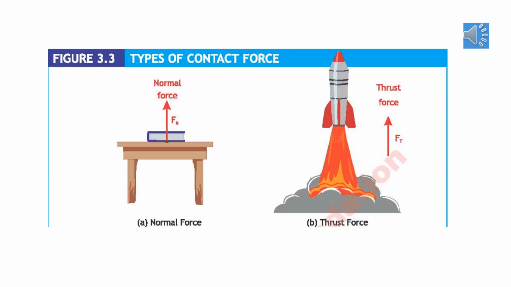So you can see here there is a normal force in figure A, which is in upward direction perpendicular to the contacting surface of the table, and it is denoted by F and a little subscript N. And in diagram B, there is thrust force, which is denoted by subscript T, and it is always opposite to the motion of the hot gases.